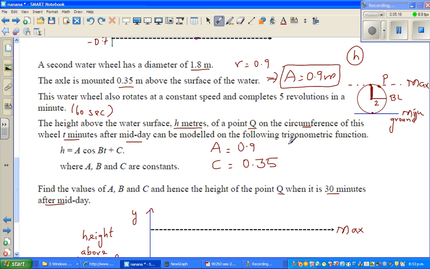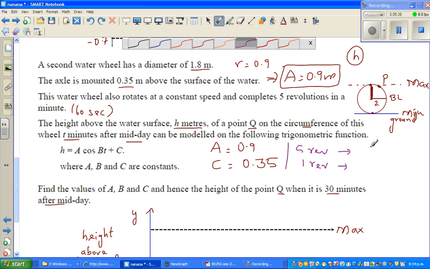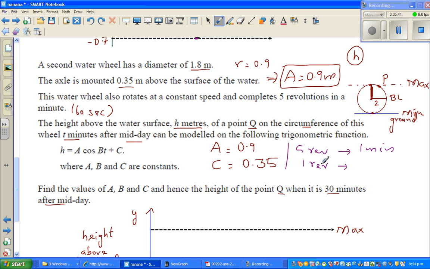This is five revolutions in say 60 seconds. Am I right? In a minute. So one revolution takes how many seconds? Let me write this, because you want to write this in minutes, in t minutes, not in seconds. So let me write that as 1 minute. So one revolution would take 1/5 of a minute. Am I making sense? If five revolutions takes 1 minute, one revolution would take 1/5 of a minute.